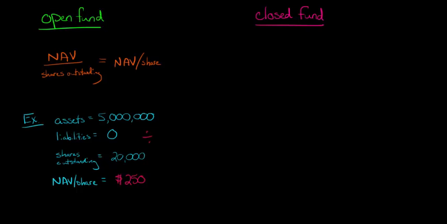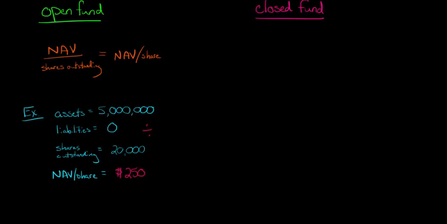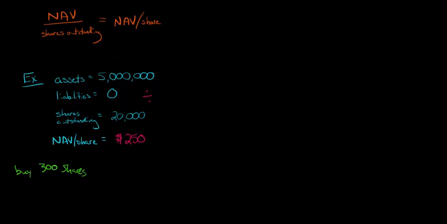So what does that mean? That means if you want to buy shares in this fund, let's say you wanted to buy 300 shares. That's going to cost you, we're going to multiply that 300 by 250. That'll be what the cost is. And just in case you're wondering, that's $75,000.